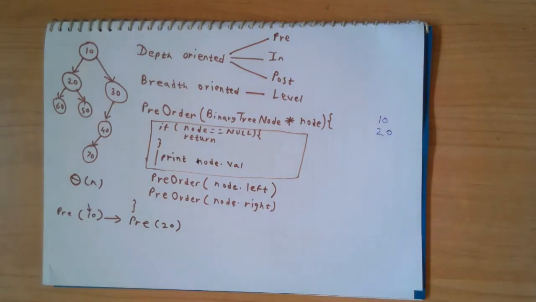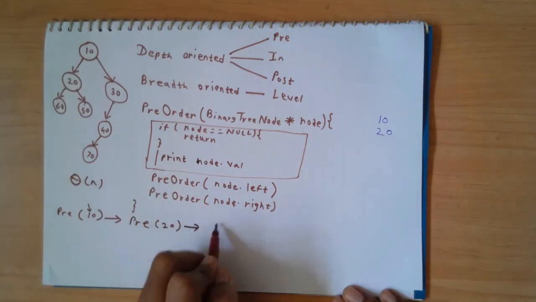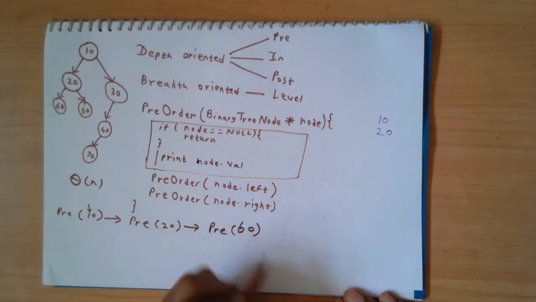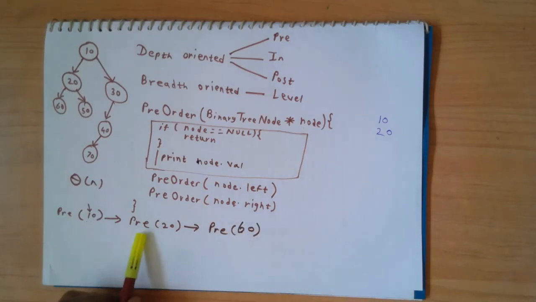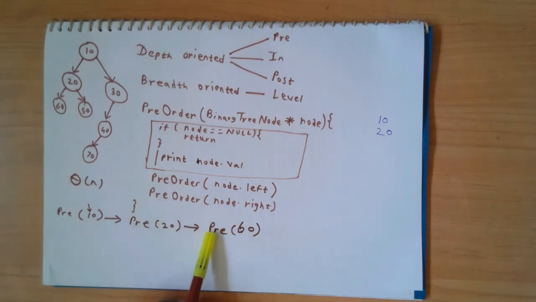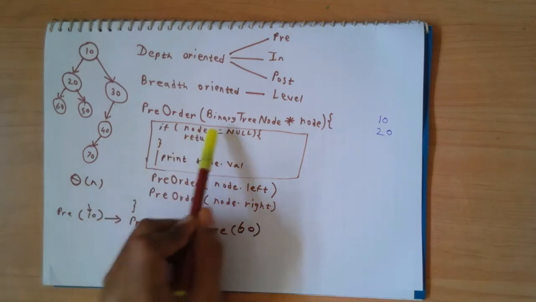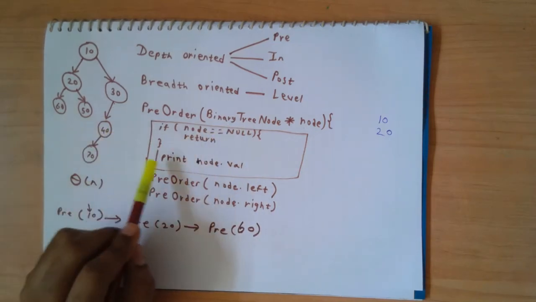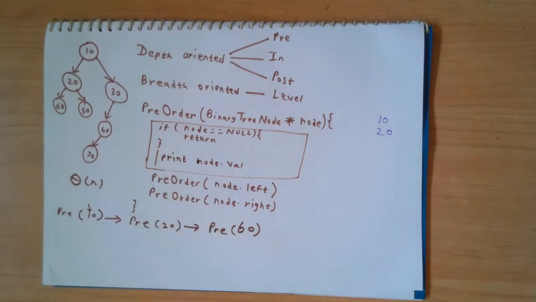And then the next line is pre-order traversal of the left. So to the left we have 60. So this will give a call to pre-order traversal with node 60. And we'll stop execution of pre-order traversal of 20 because it's a recursive call. So we come with 60 again to this function. We check if 60 is null. No. So we are going to print the contents of the node. So we will print 60.